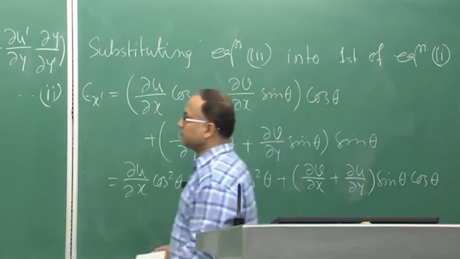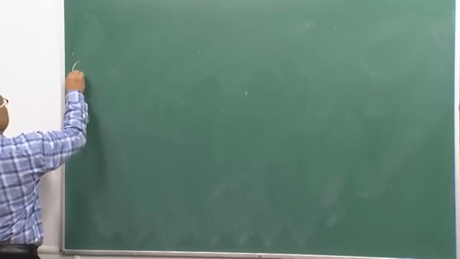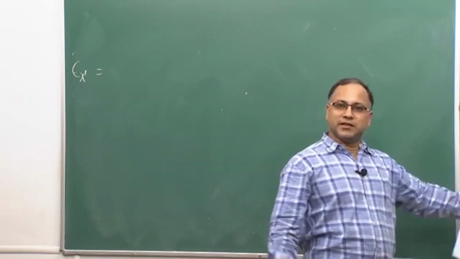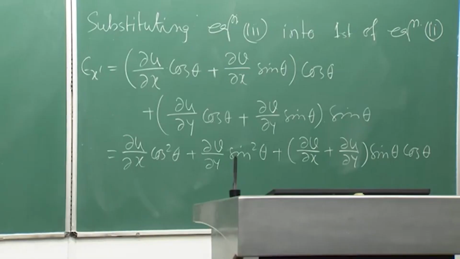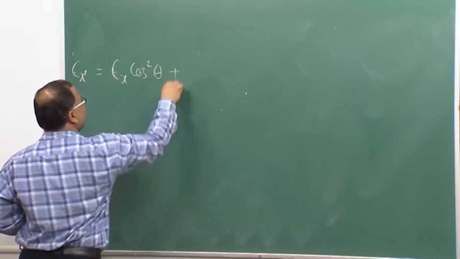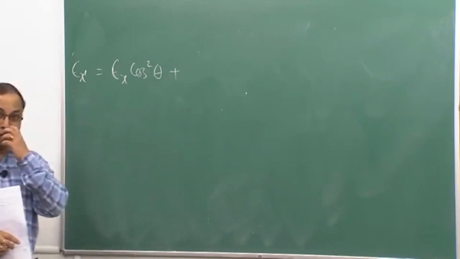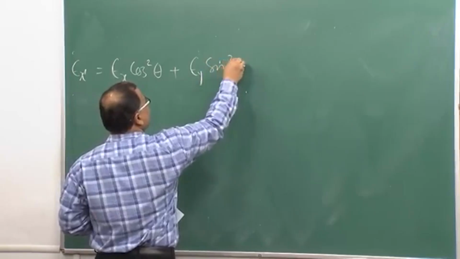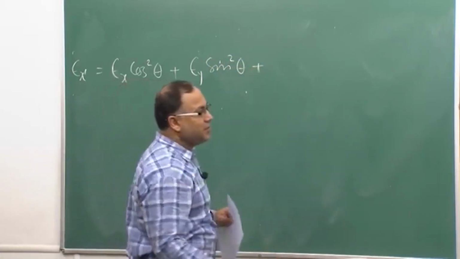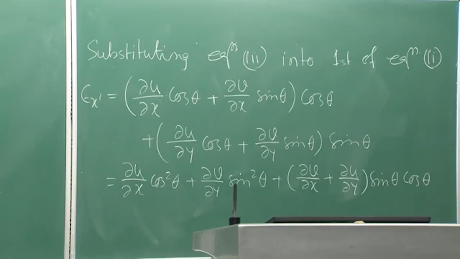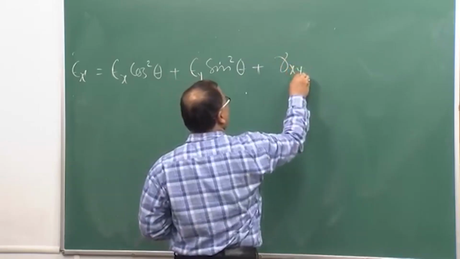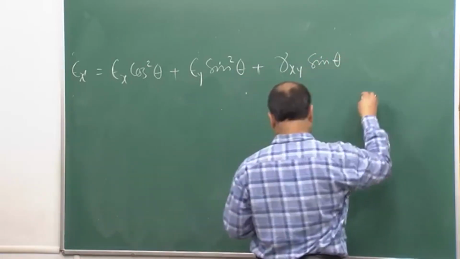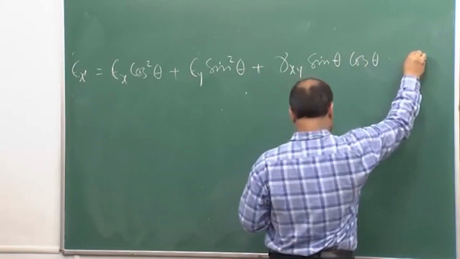And finally, we can write epsilon x prime. Now, what is del u del x? That is epsilon x. So, epsilon x cos square theta plus, what is del v del y? Epsilon y. So, epsilon y sin square theta plus del v del x plus del u del y is nothing but your gamma xy, right, sin theta cos theta. So, equation 4.